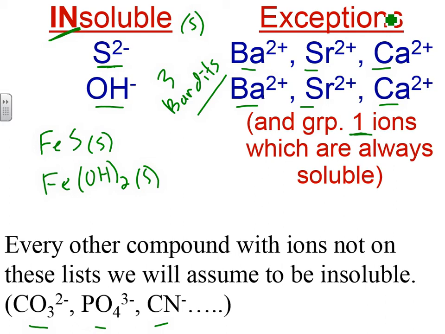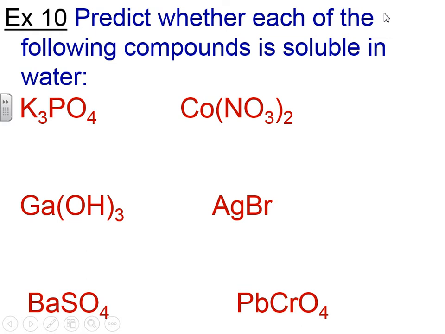So the thing to do is actually to practice these solubility rules by applying them to example problems. And let's do exactly that. Predict whether each of the following compounds is soluble in water. So in this case we have potassium phosphate. We have to ask ourselves, now all these are going to be ionic compounds. The solubility rules apply for ionic compounds.